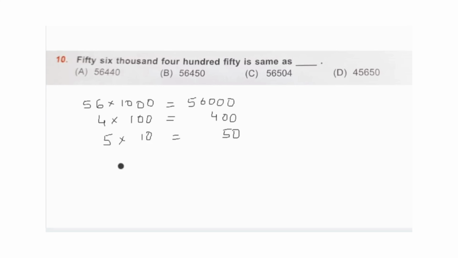When you add this up, you have 56,000 plus 400 plus 50, which gives us 56,450. So the numerical form of this question is 56,450, which is option B.